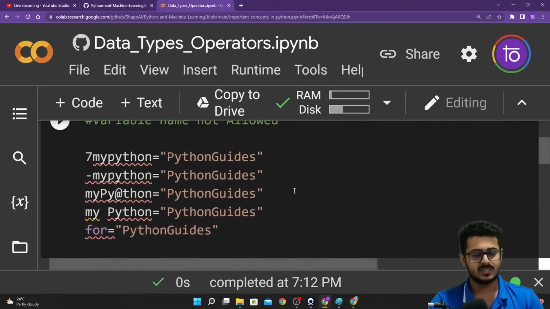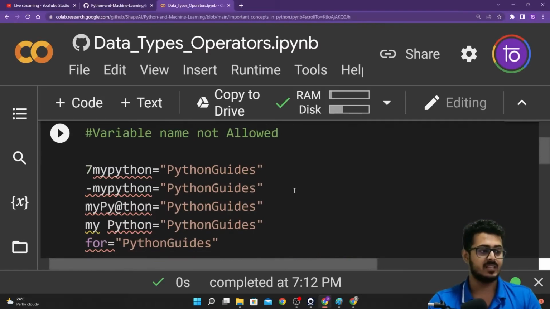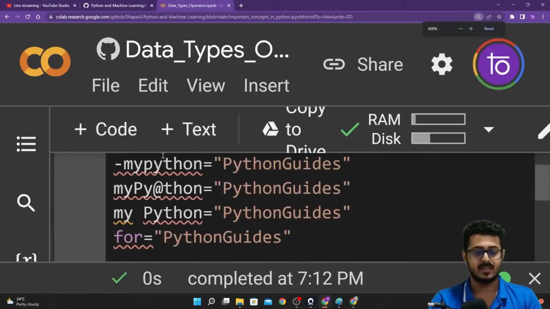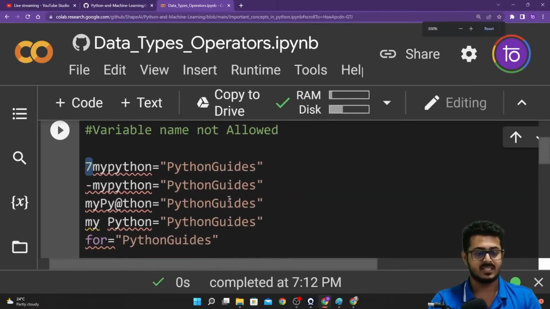So as you're able to see right over here, these are some variable names that are not allowed. For example, starting with a number. Having a variable name that starts off as a number itself, so 7 my python, that is a particular invalid variable name. Having a hyphen anywhere inside the variable name itself is breaking our rule. So again, this is not a valid variable name.